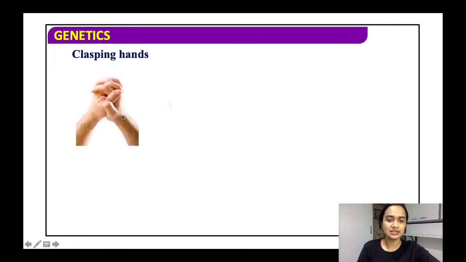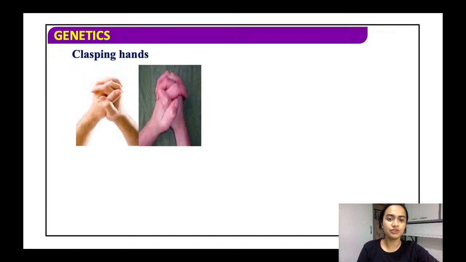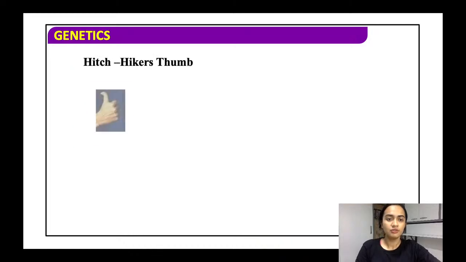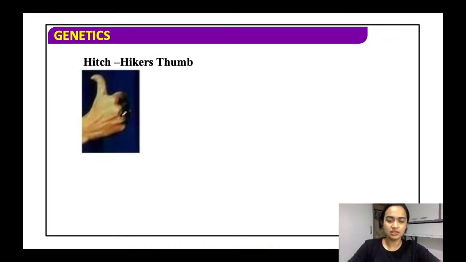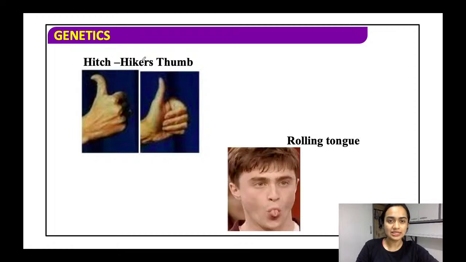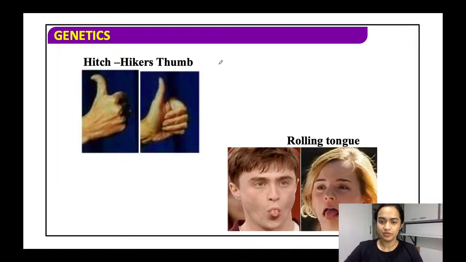Here we can see the example of clasping our hands, right over left or left over right. Then we have free or attached earlobes, followed by the hitchhiker's thumb. See here, it is bent more than the normal position. That is a condition called hitchhiker's thumb. These are basically genetic characteristics, meaning some people may have it this way and some people will not. This is the rolling of the tongue. If you can roll your tongue, it will be somewhat like this.